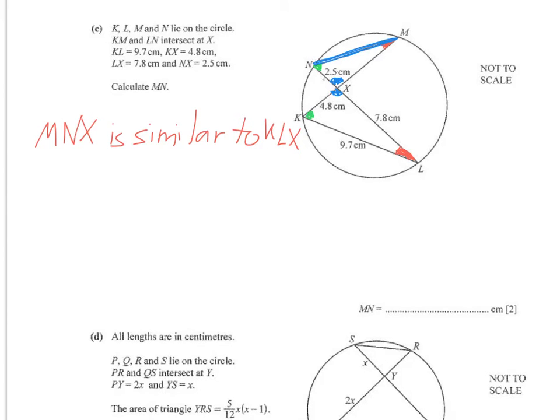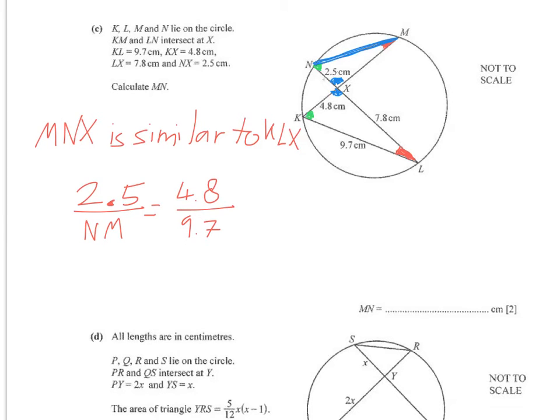So I know that the smaller length, the one in between, so NX, that 2.5, if I divide that by what I'm after, NM, that ratio is going to be the same as the smaller side on the larger triangle, which is 4.8, over the other one opposite, 9.7.